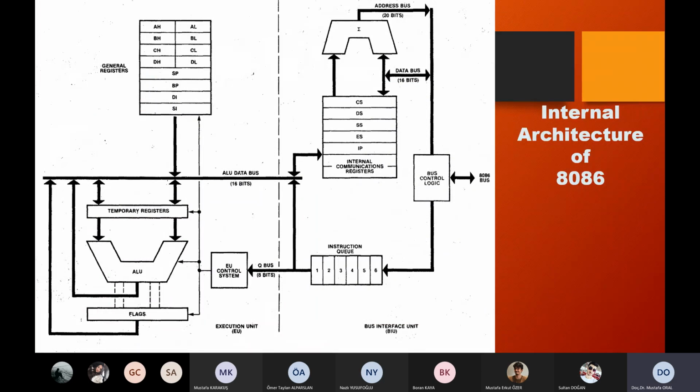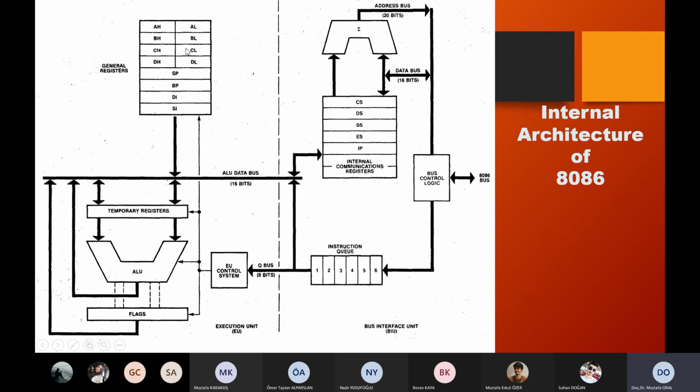Up until now, I tried to introduce you to the pin diagram, the pins, and the functionality of the pins. Now, the internal architecture: how the microprocessor has been organized or developed. It is a block diagram, as you can see.